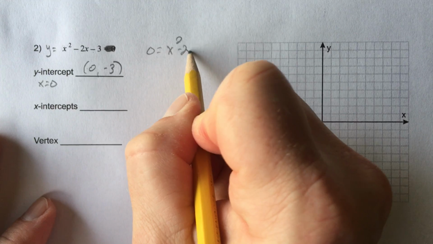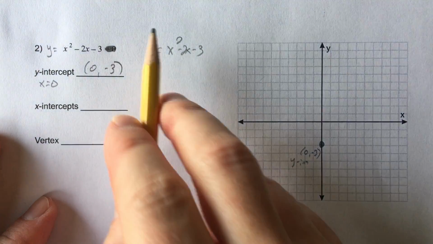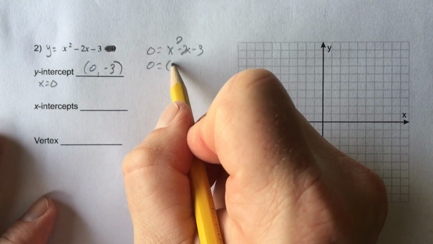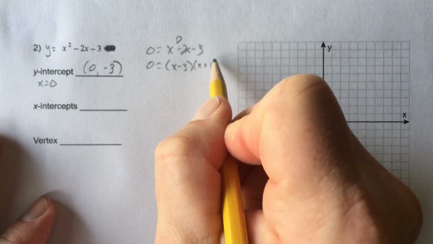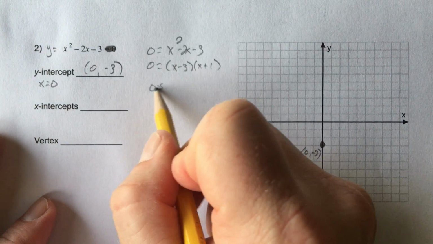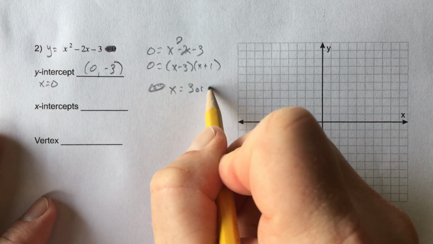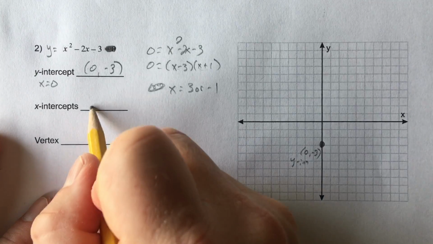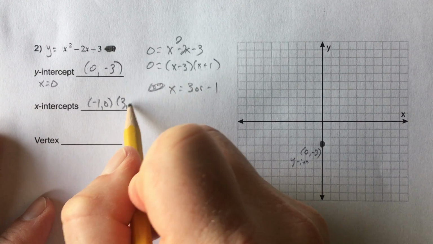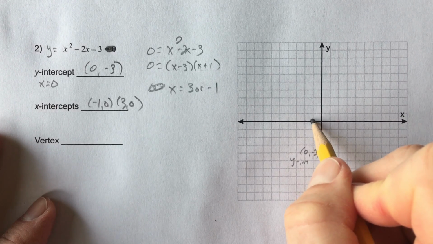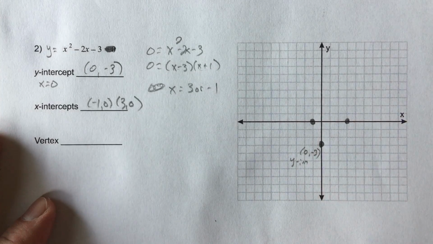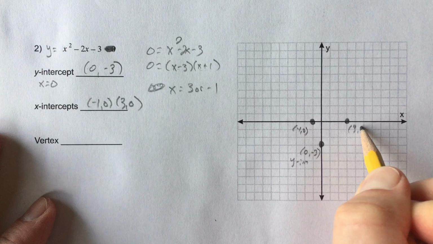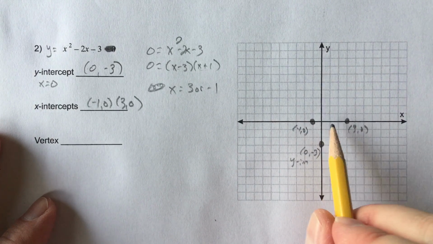x squared minus 2x minus 3. Then I'm looking for two numbers that multiply to equal -3 and add to equal -2. Those are -3 and +1. And so that gives me x equals 3 or -1. 3 minus 3 would be 0. -1 plus 1 would be 0. So my x-intercepts are (-1, 0) and (3, 0). I'll label those real quick.